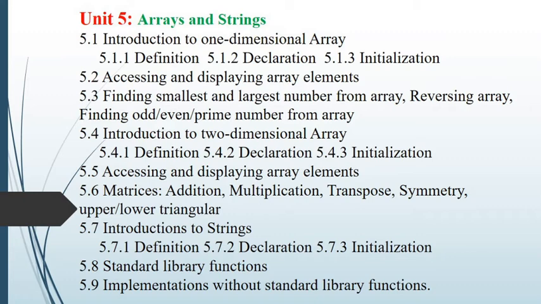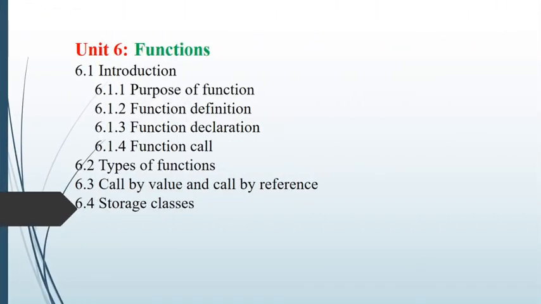5.7, introduction to string, having definition, declaration, and initialization. 5.8, standard library functions. 5.9, implementation without standard library functions. The next chapter is unit 6, function. Introduction, purpose of function, function definition, function declaration, function call, types of functions, call by value, call by reference, and storage classes. These are some contents in this unit 6.